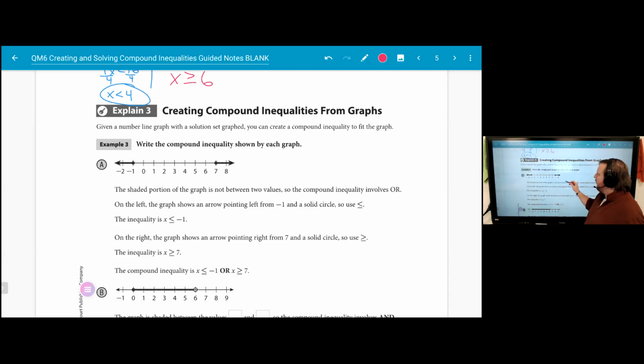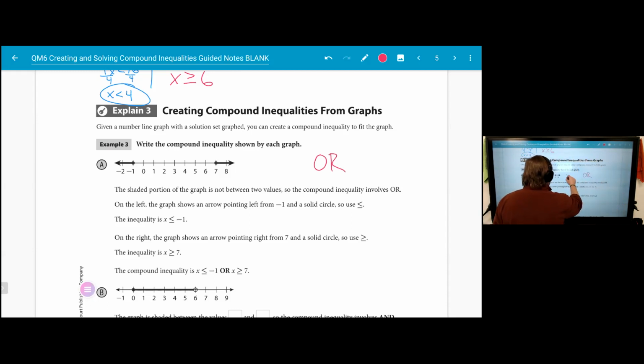I have this graph right here. And this graph is saying that I've got two inequalities, but they're going out. And I know that ors go out. So this is going to be an or right away. I'm going to have x that's going to be less than something and x that has to be greater than something. It might be equal to. We'll figure that out in a second.